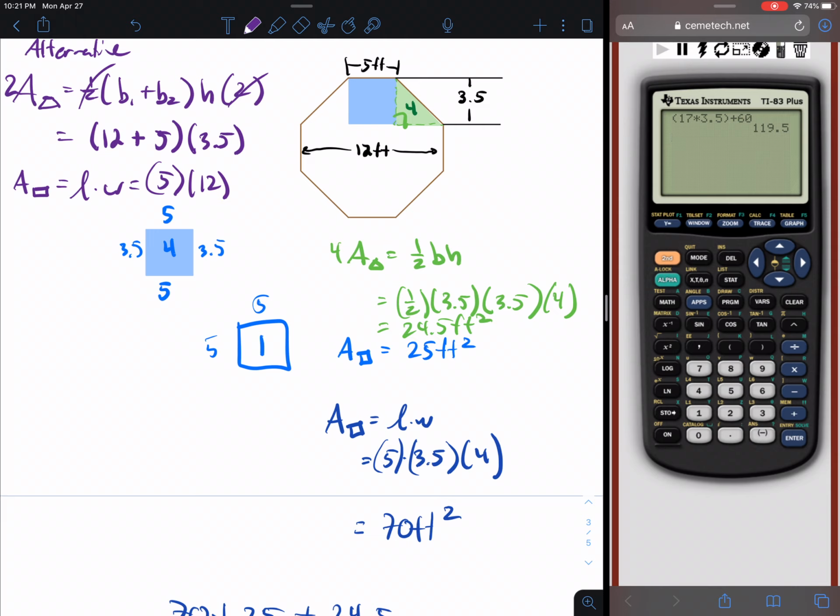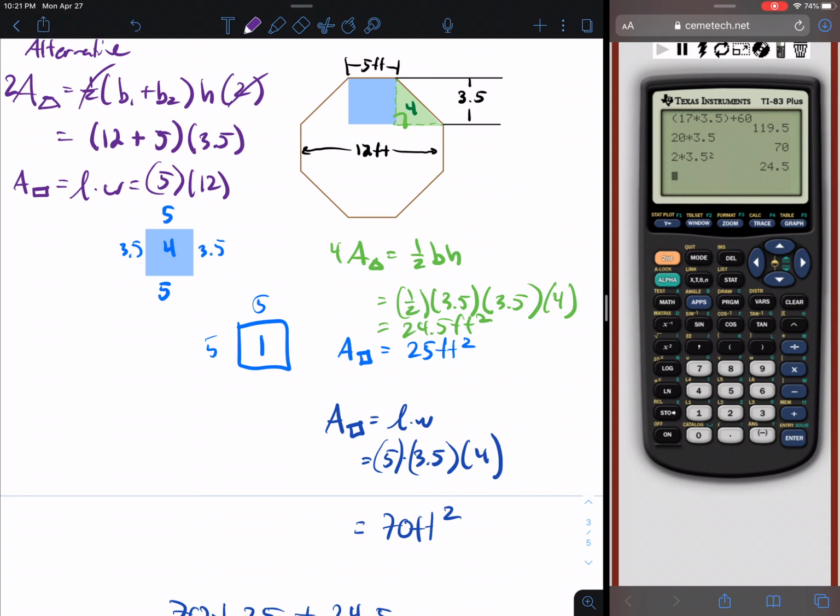20 times 3.5. Let me crunch this number over here. 20 times 3.5 is going to be 70. Then 2 times 3.5 squared, and we got that one. And 5 times 5 is 25.